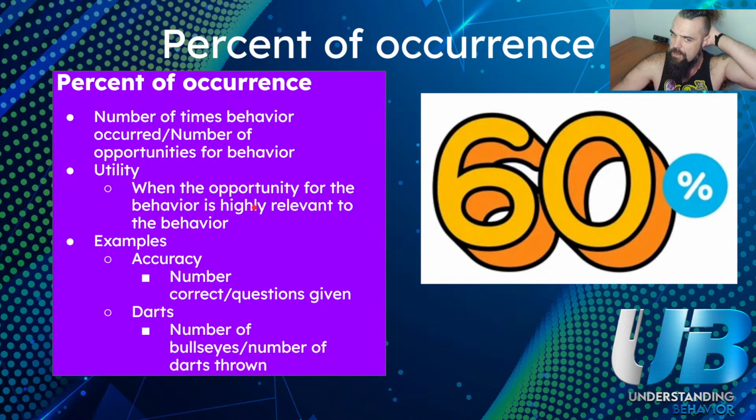So yeah, to get the percent of occurrence for bullseyes, I would take the number of bullseyes that I hit divided by the number of darts that I've thrown. So every time I throw a dart, that's an opportunity to get a bullseye. So again, we're taking the number of times the behavior occurred, so landed a shot that was a bullseye, divided by the number of opportunities for the behavior, which was every time that I threw a dart.